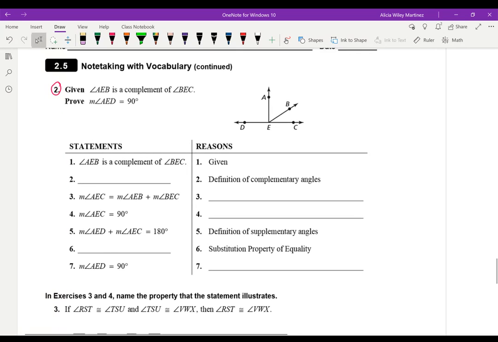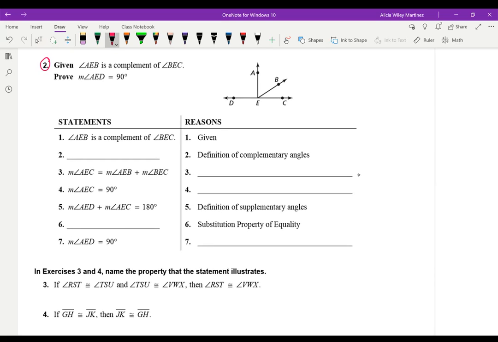Okay, so looking at number 2, we have a two-column proof where the given statement is angle AEB is a complement of angle BEC. So I want you to remember that complementary angles add up to 90 degrees. If we look at our picture, AEB is right here, and then we have angle BEC right here. They are telling us that they are complements of each other. Okay, so that is our given. So the statement is exactly as you see it in the given up in the beginning of the problem. The reason for that is strictly just given.